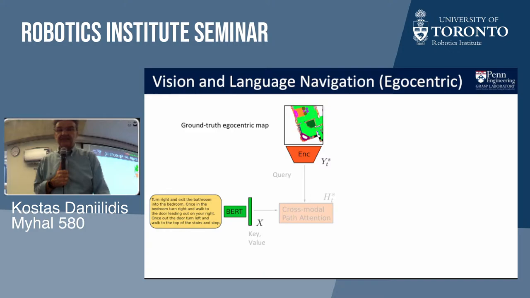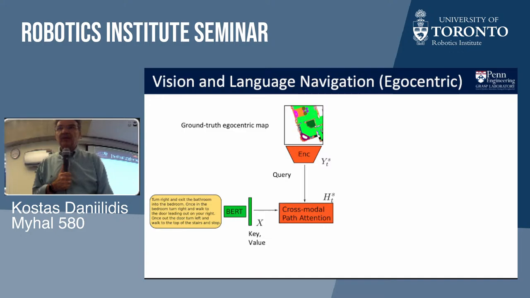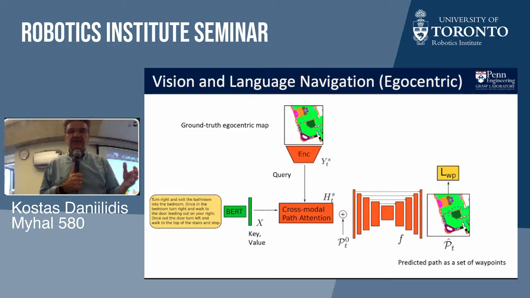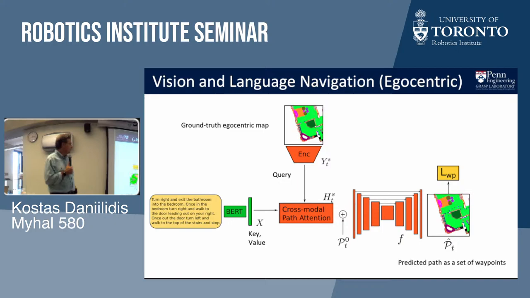We can apply a cross-modal attention with the language, so the map will be the query in the attention and the language will be the key. And we're going to get a result which will be in the map space. And then we apply a UNet, like the same one that we applied in the semantic segmentation, and we can train this just with a ground truth semantic map.